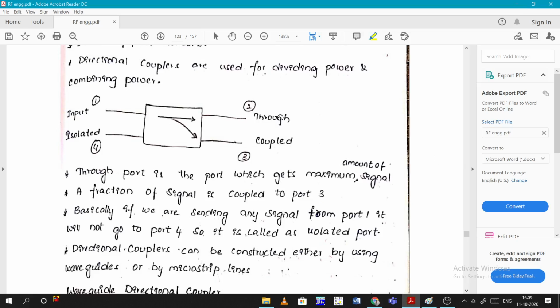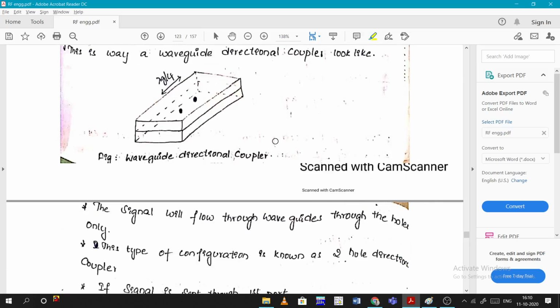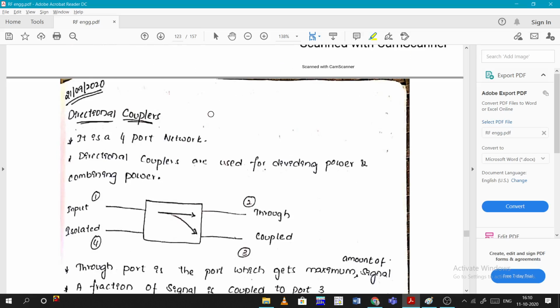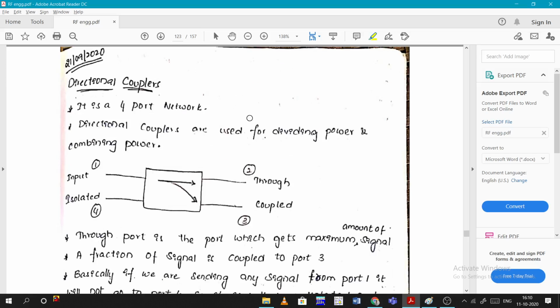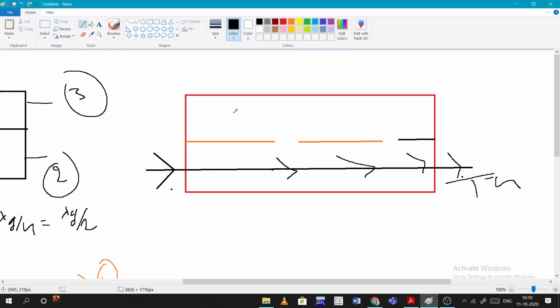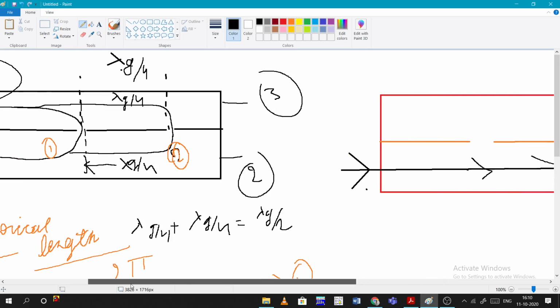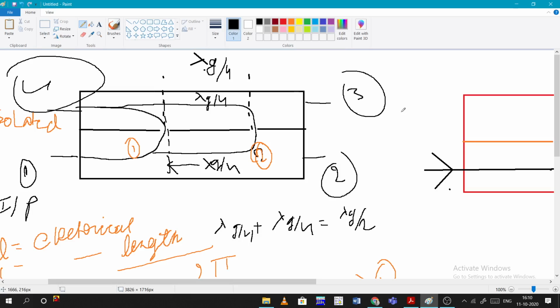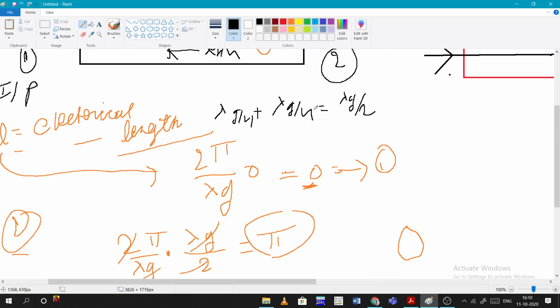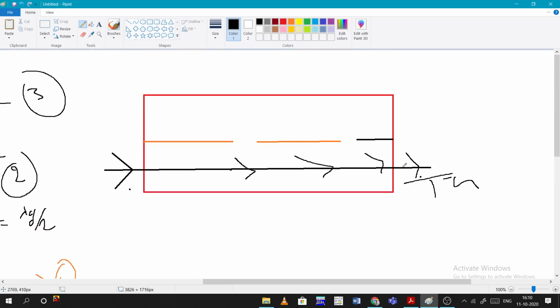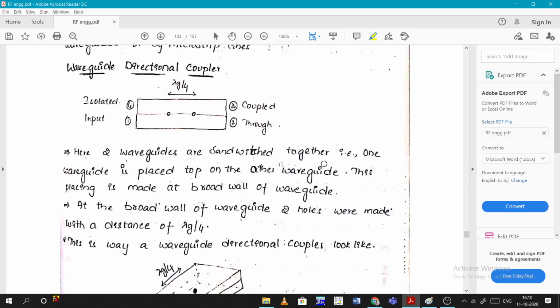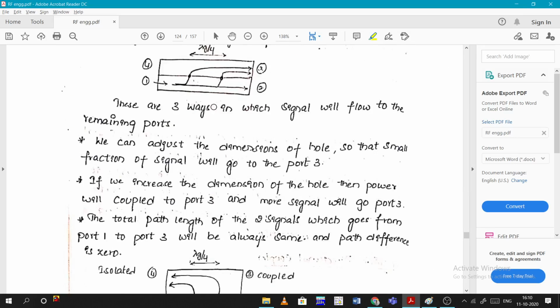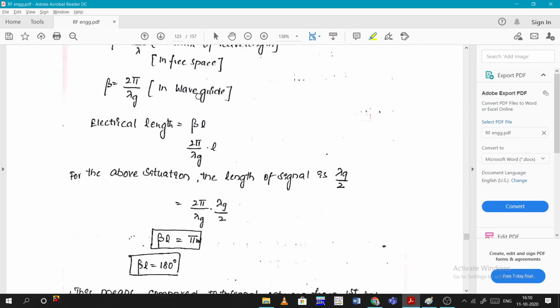This is how we need to calculate for any coupler the phase suffered by the signal when it passes through. If you want to calculate the phase difference, or why a port is called a summing port, all this will be explained using this electrical length only. This is all I have told.